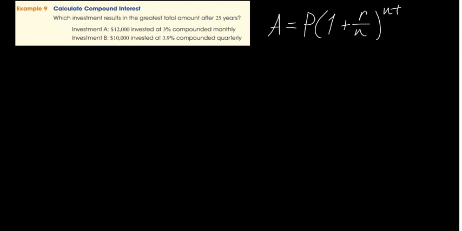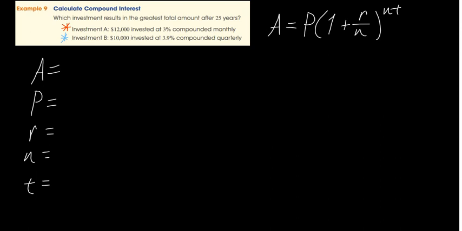Okay, let's rewrite the formula there. And real quickly, while we're at it, let's go ahead and put A is equal to P, r is equal to, n is equal to, and then a t. Okay. So real quick, let's go ahead and denote investment A in red and investment B in blue.